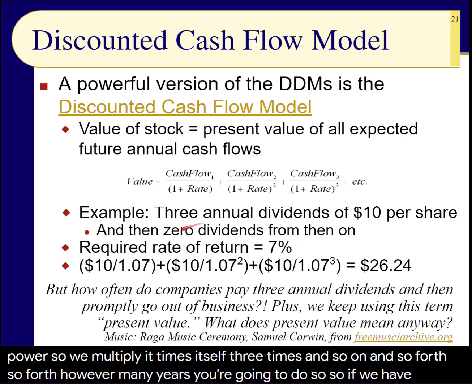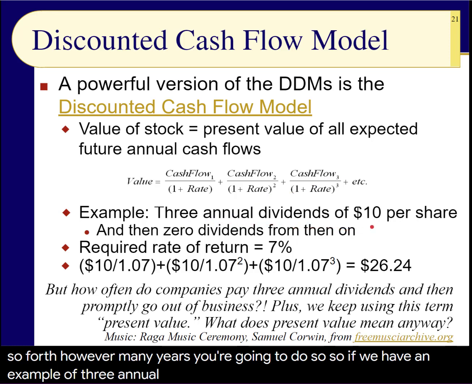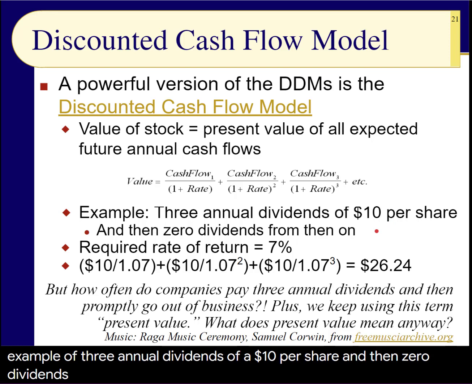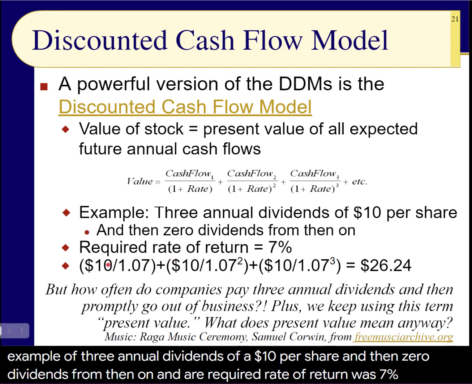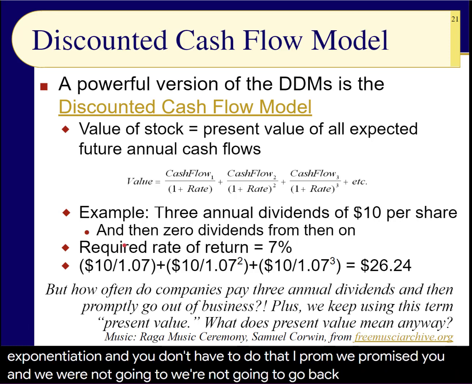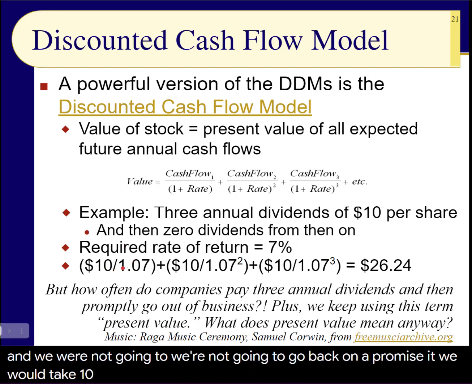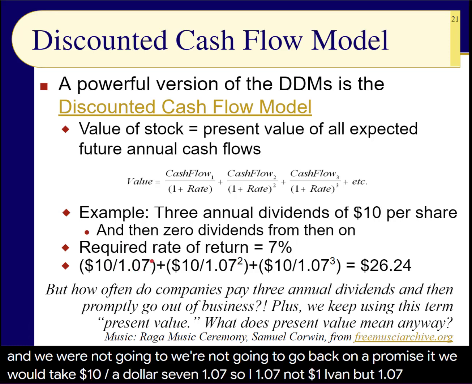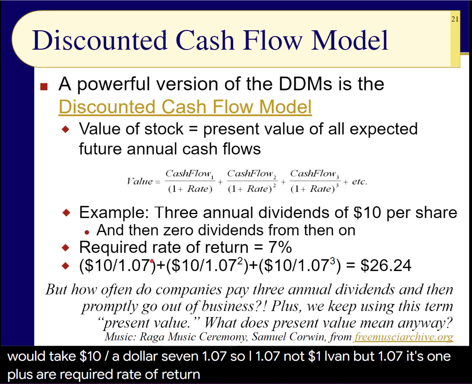So if we have an example of 3 annual dividends of $10 per share, and then 0 dividends from then on, and our required rate of return was 7%, if we were to do the calculations using exponentiation, and you don't have to do that, we promised you, and we're not going to go back on our promise. We would take $10 divided by 1.07. I'm sorry, 1.07, not $1.07, but 1.07. It's 1 plus our required rate of return of 7%.